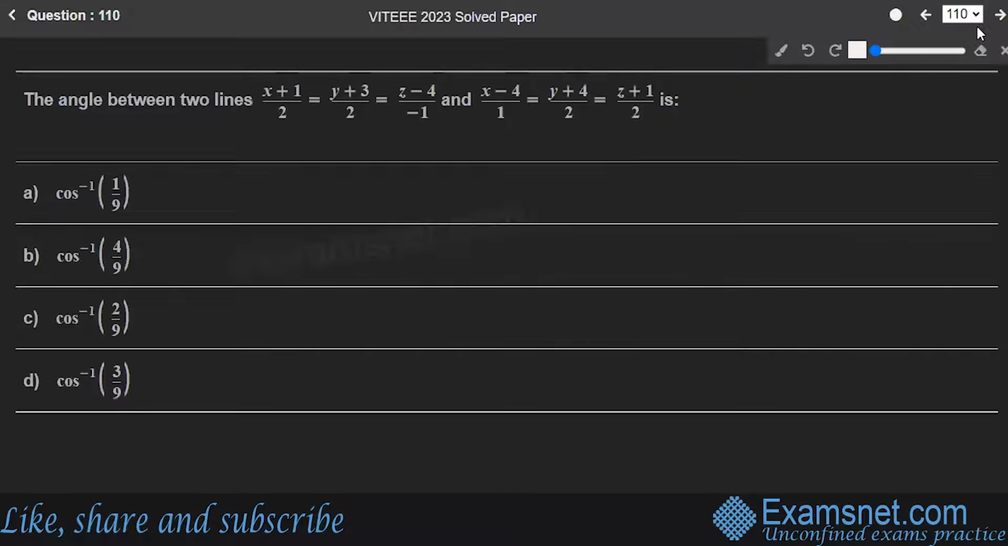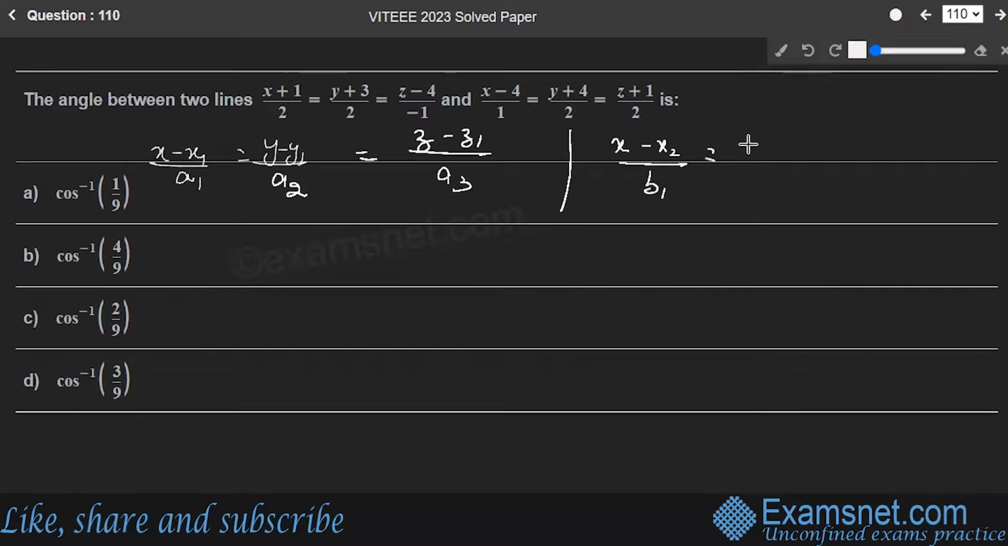Okay, so generally, if I'm having two lines, the general equation for which is given by x minus x1 upon a1 is equal to y minus y1 upon a2 is equal to z minus z1 upon a3. And the second line as x minus x2 upon b1 is equal to y minus y2 upon b2 is equal to z minus z2 upon b3. So these are the two lines.